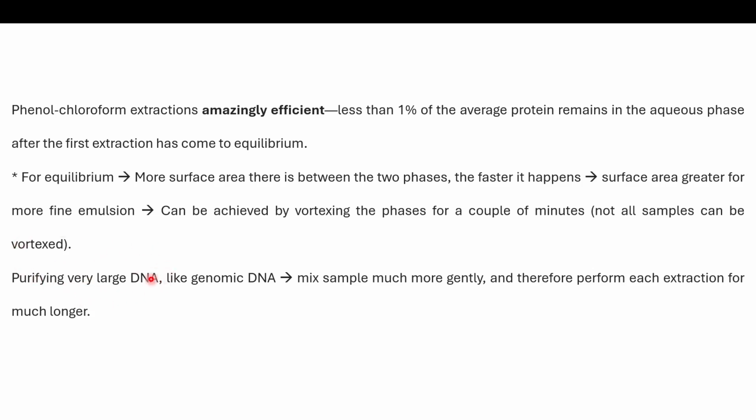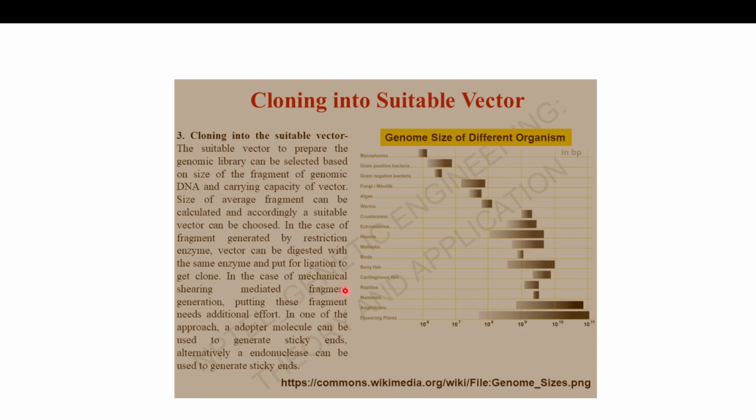Now, if we want to purify very large DNA fragments, like genomic DNA, we have to mix the sample more gently, and therefore each extraction takes much longer because we don't want to shear the DNA. Vortexing can shear the DNA fragments because genomic DNA is really large, so we don't want to vortex it. We have to handle the sample much more gently.